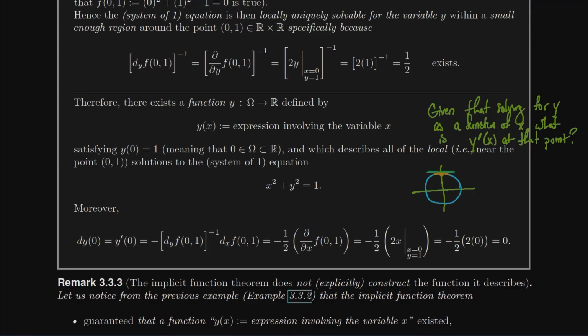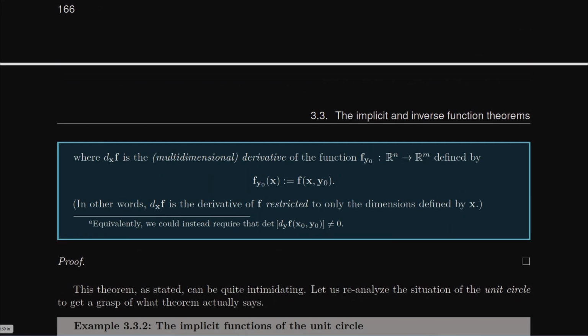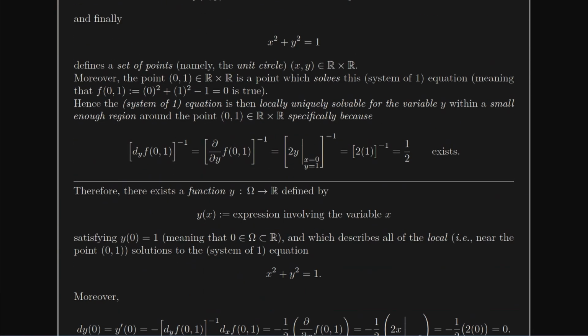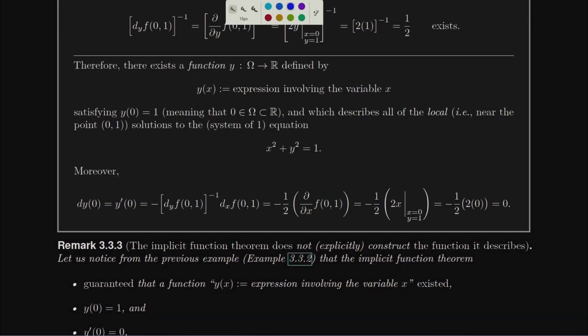So I know I should get 0 as my value, but does the implicit function theorem also tell me that the answer is 0? Let's go back to the theorem really quick and see how I can compute this derivative. It says the derivative of y as a function of x is the negative of that inverse that I just computed to verify that the inverse could exist. And then I multiply that by the derivative in the x direction, also evaluated at the point. Recall the inverse I just computed was 1/2. So I've got my 1/2 here, and there's a negative that shows up in front of that inverse.